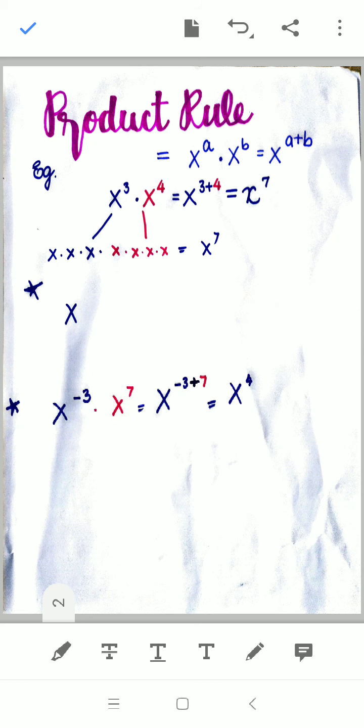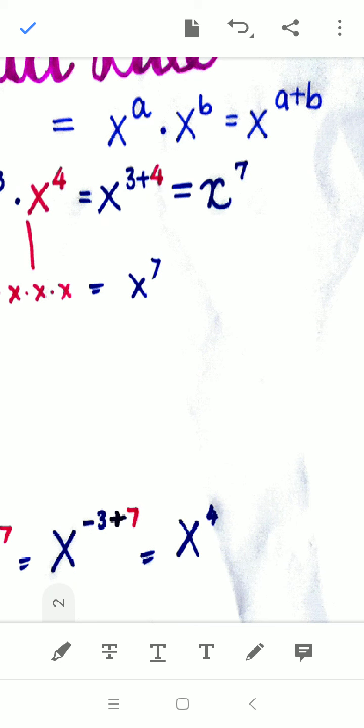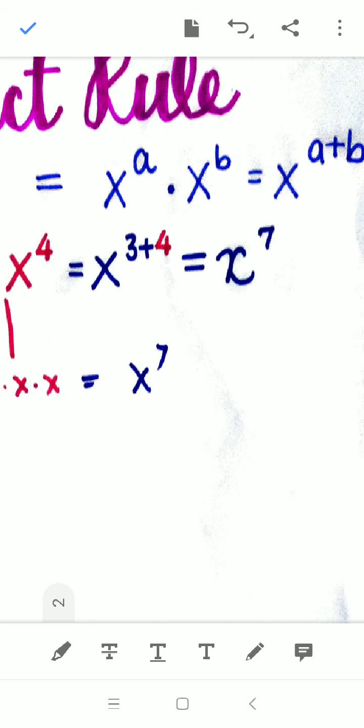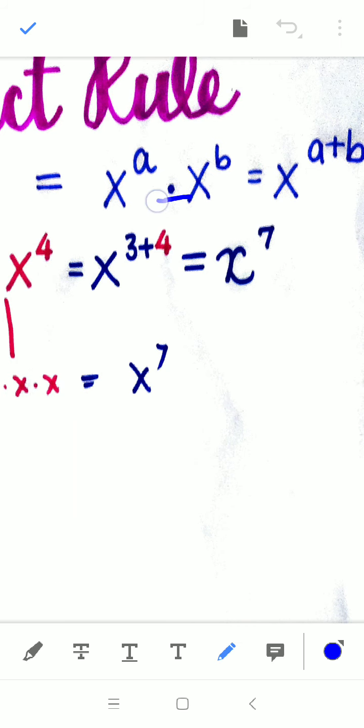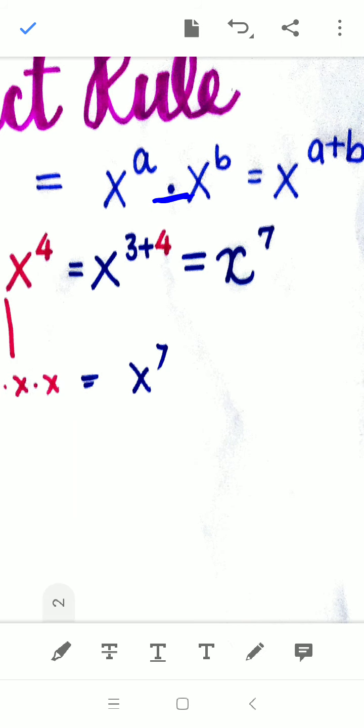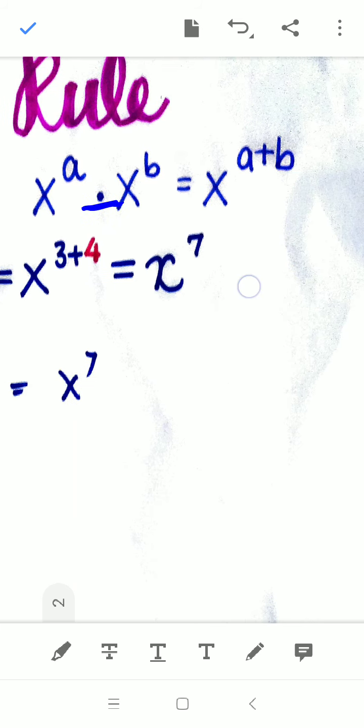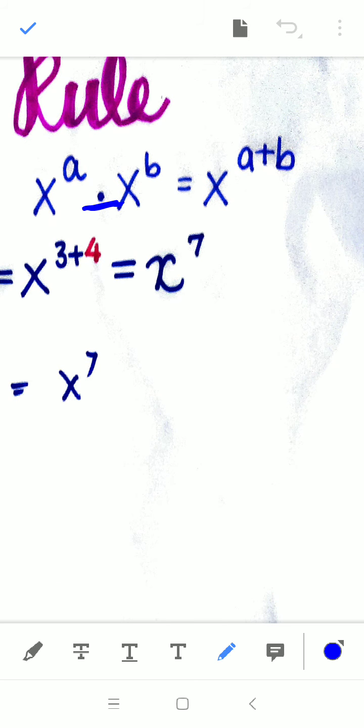The first law of exponent is product rule. Product rule says that when the bases are same, x raised to the power a, and this dot is for multiplication. X raised to the power a multiplied by x raised to the power b is equal to x raised to the power a plus b. We add the exponents. We take the base as common and add the exponents.